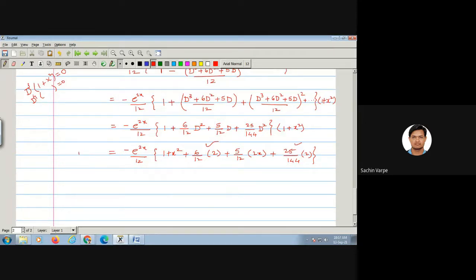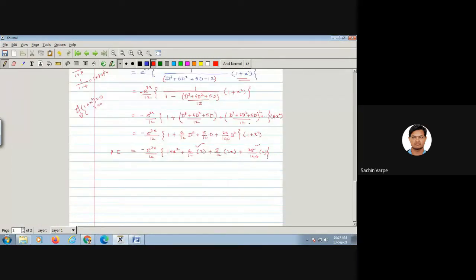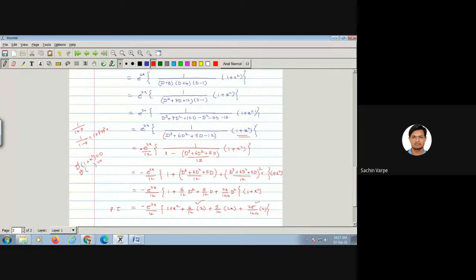That is a particular integral. Is this clear to everyone? Hello? Just check the calculations. Such questions will definitely be there in the final examination.